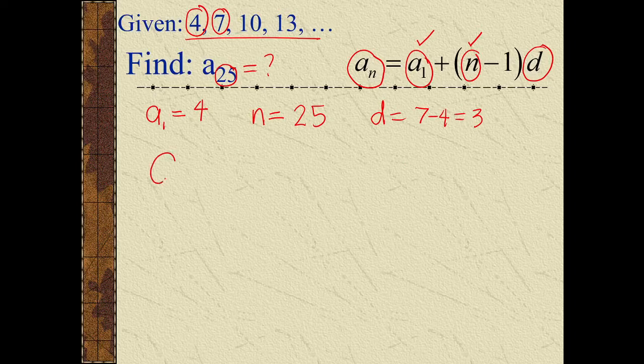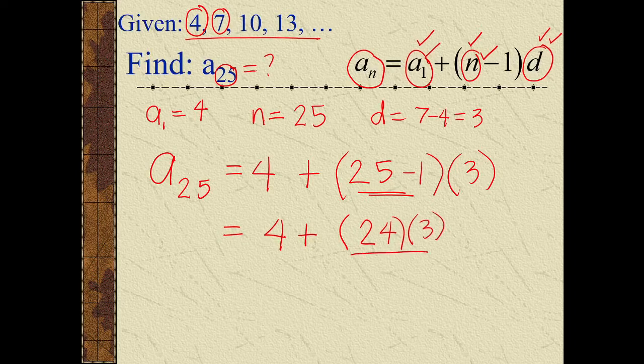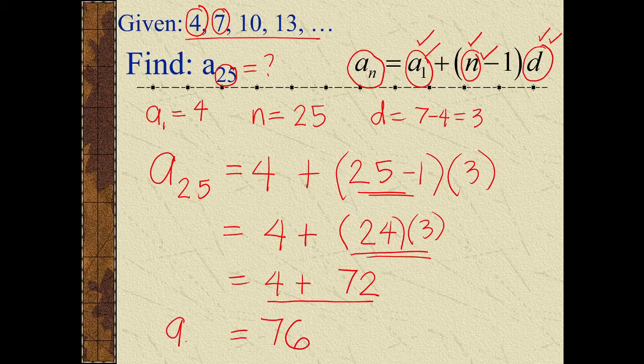Now, let's substitute everything to the formula. So, this is now a sub 25 is equal to, what is the first term? 4 plus, what is the value of n? 25 minus 1, that's a constant. What about the d here? What's the value of d? 3. Okay, next. Let's subtract first. So, 4 plus, what is 25 minus 1? 24. Now, next thing to do, multiply. What is 24 times 3? 72. What is 72 plus 4? This is now the 25th term. That is now the answer to our problem.